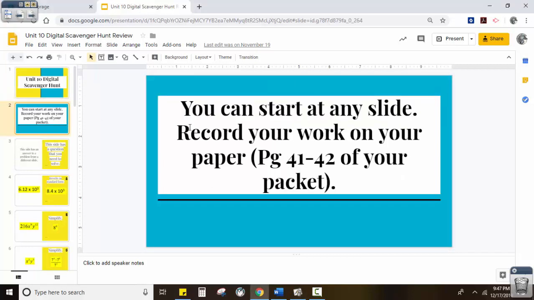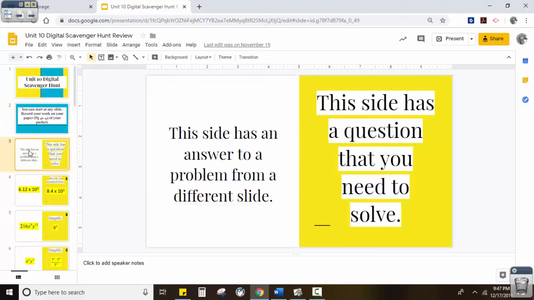So it says you can start at any slide. You're going to record your work on your paper, which is pages 41 to 42 of your packet. And then each slide is going to look like this. There's going to be a white part of the slide on the left-hand side, and it says this slide has an answer to a problem from a different slide. And then on the right-hand side in the yellow, it says this side has a question that you need to solve. So you're going to go ahead and pick any one that you want to get started, and you're going to start with a letter.